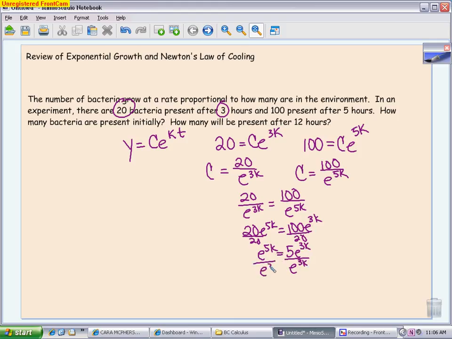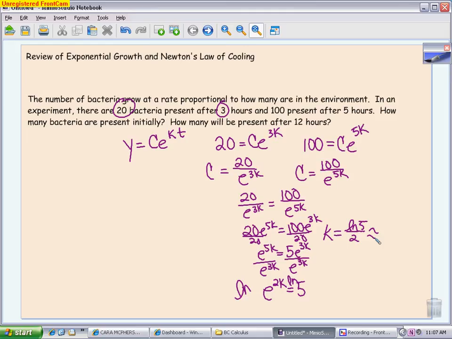Here I'm going to use exponent rules. I can subtract 5k minus 3k since the bases are the same. So I get e to the 2k equals 5. Here now I need a calculator, so I take the natural log of both sides. And then I'm going to divide by 2. So I can say that k, either I can write it as exactly the natural log of 5 all divided by 2. Or I can go to my calculator and plug it in.